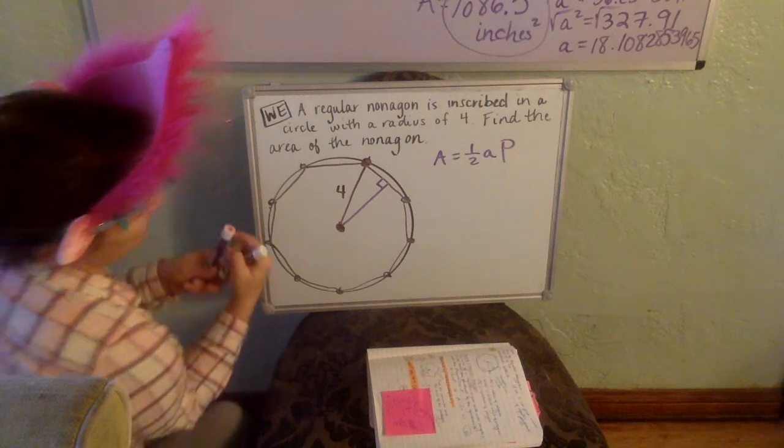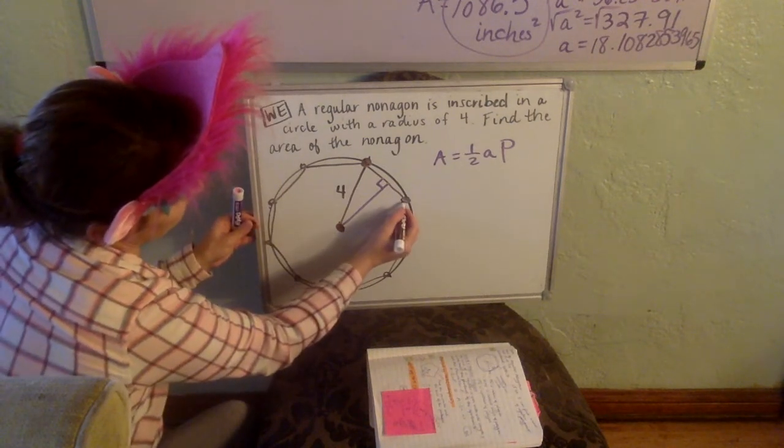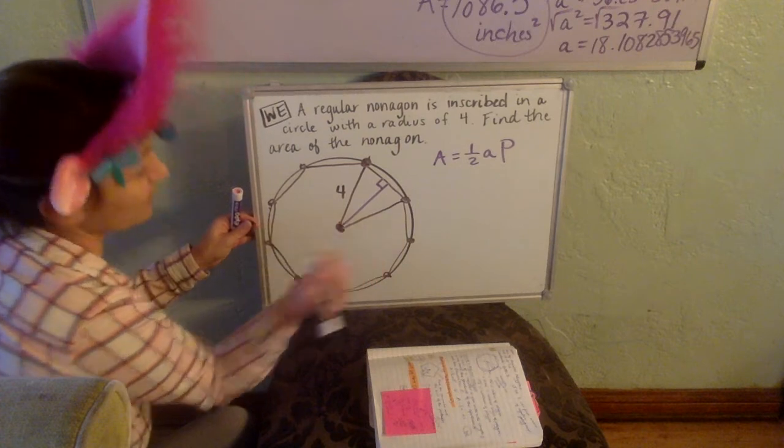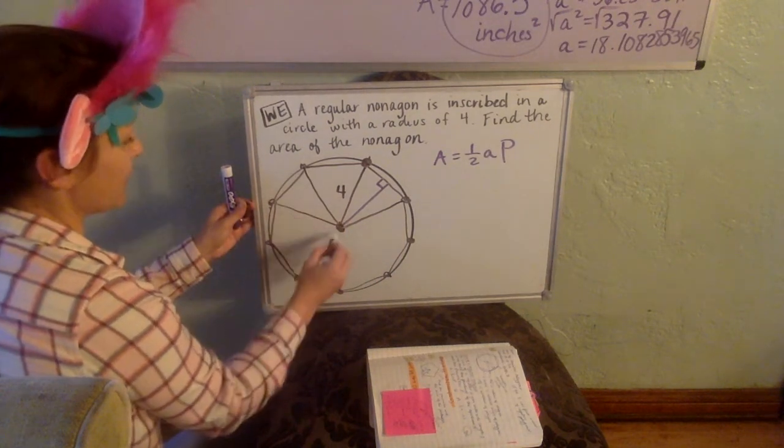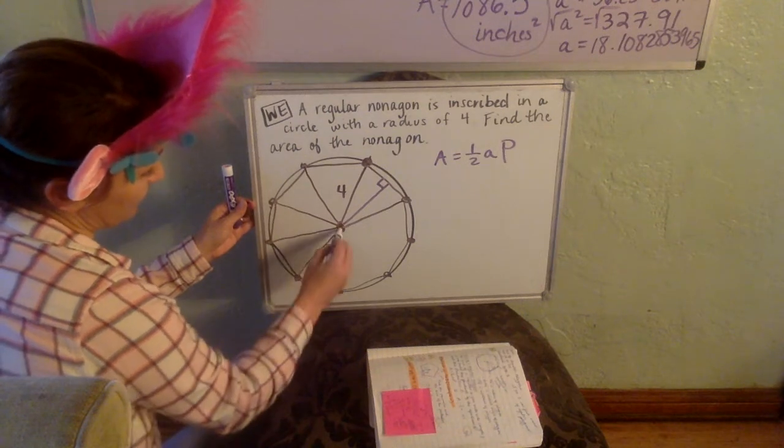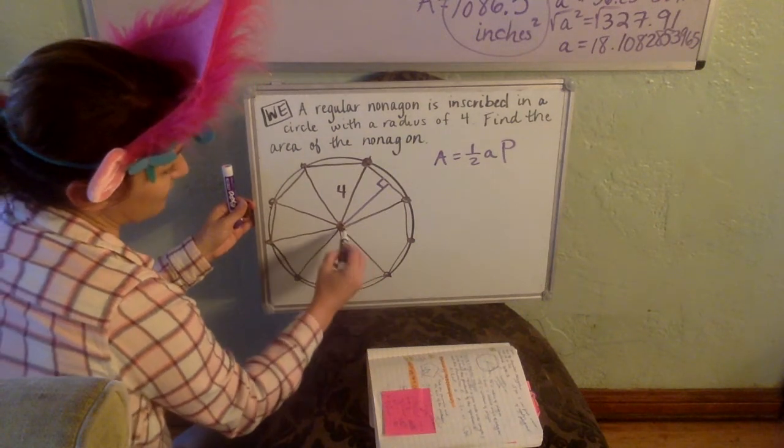And we need to just kind of think about the central angle. So let me draw this line as well. Okay, so it's a 9-sided figure. Let me just go ahead and draw in all the slices. Think to yourself, how many degrees to go all the way around a circle?